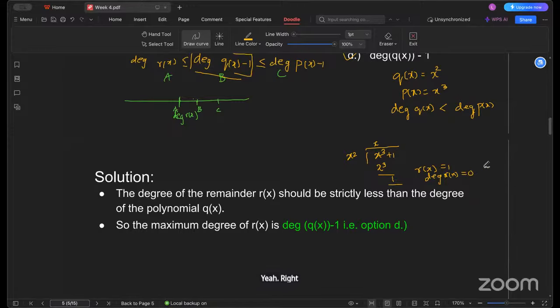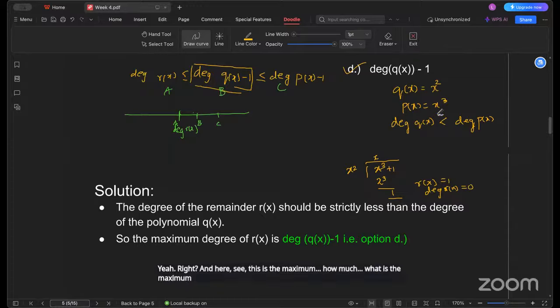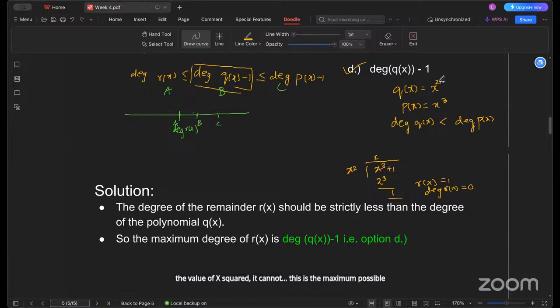Right? And here, this is the maximum. What is the maximum value it can take? It can take only the value of x squared. This is the maximum possible value. Already I know that R of x is smaller than this, so this is the maximum value it can take. It cannot go beyond this value.